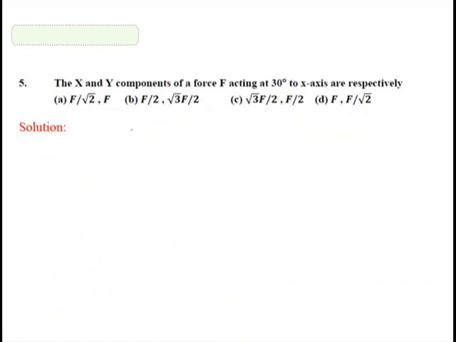Now the fifth question reads: the x and y components of a force acting at 30 degree to the x axis are respectively. You have to tell the right answer. So this is the coordinate system again. Let's say this is the x axis, this is the y axis. There is a force which is acting at 30 degree to the x axis. So this is the force F. This is 30 degree. What do you have to find out? The x component and y component of it.